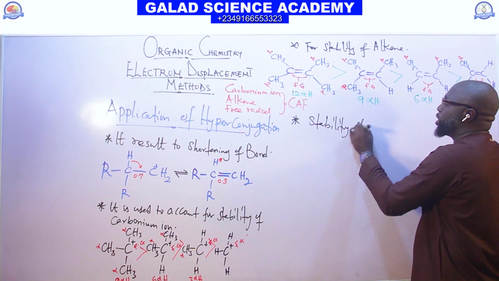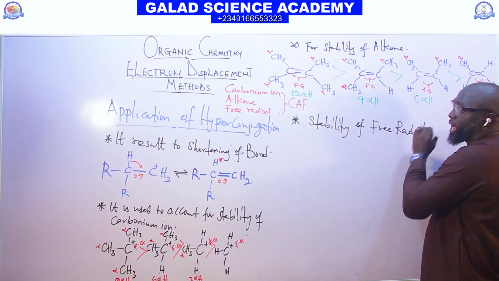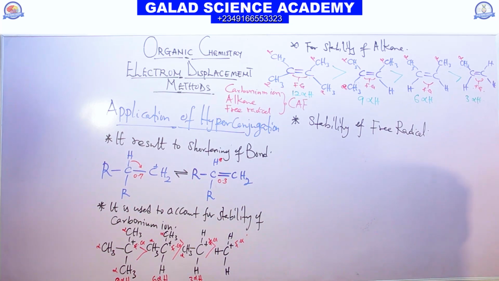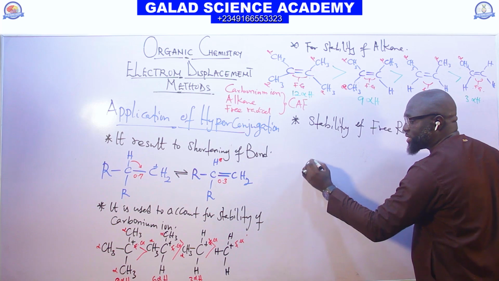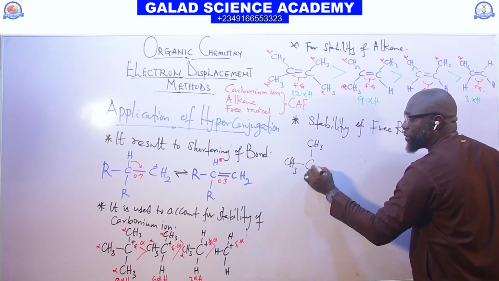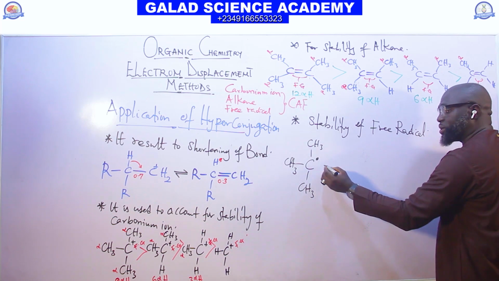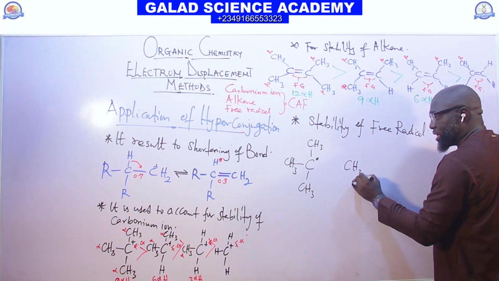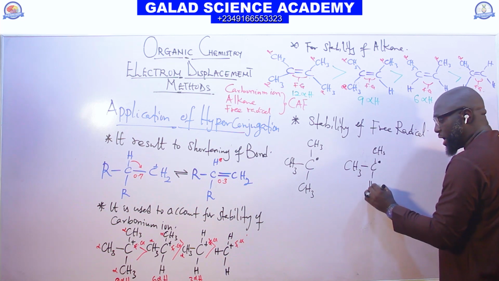The last aspect for today is to explain the stability of free radicals. To explain the stability of free radicals is almost the same as this. If you have CH3 like this, CH3, CH3, we have a free radical here instead of the plus. And here we have CH3 and hydrogen.